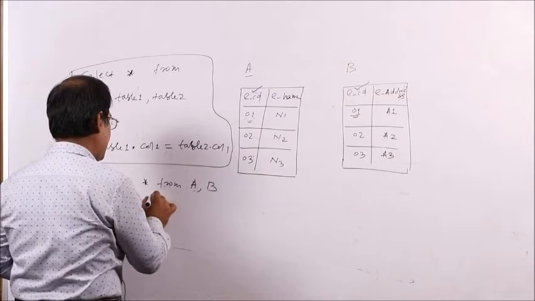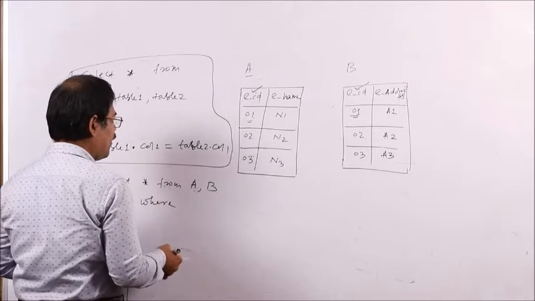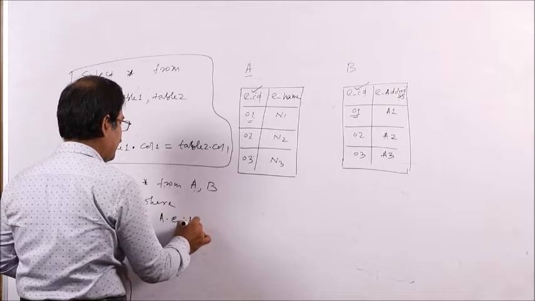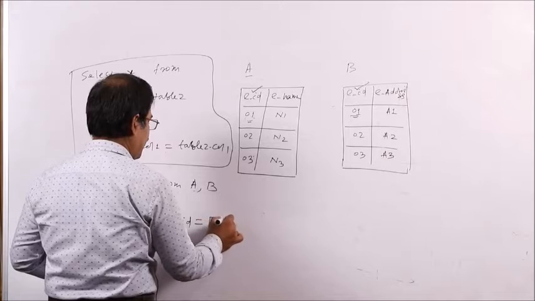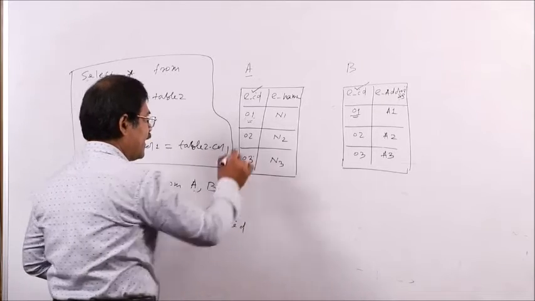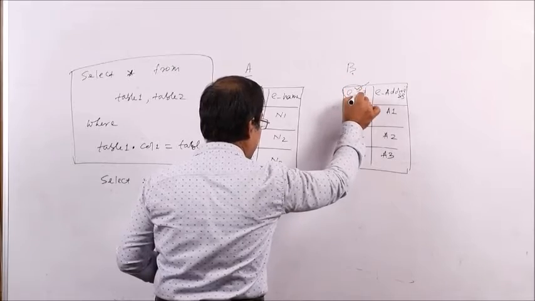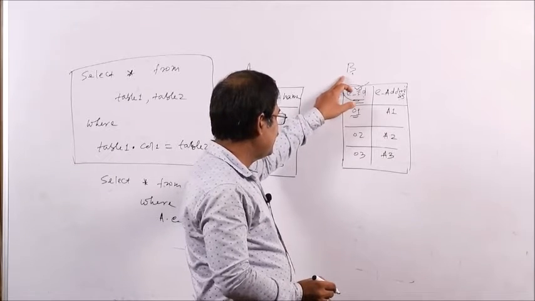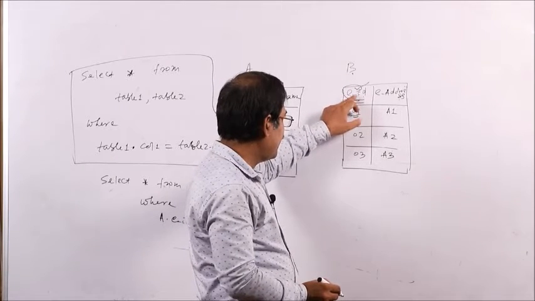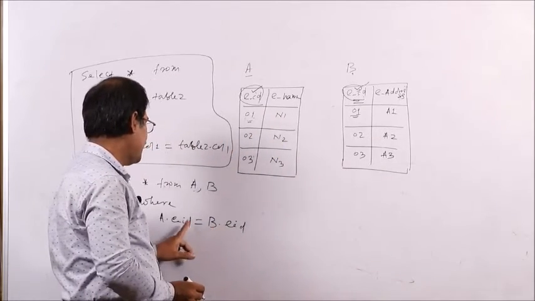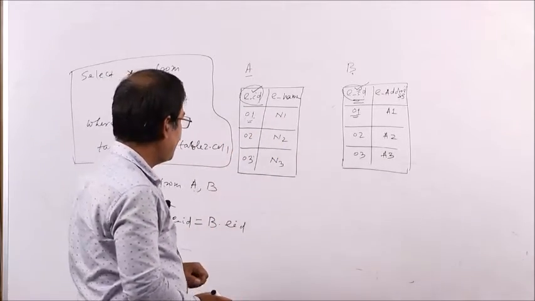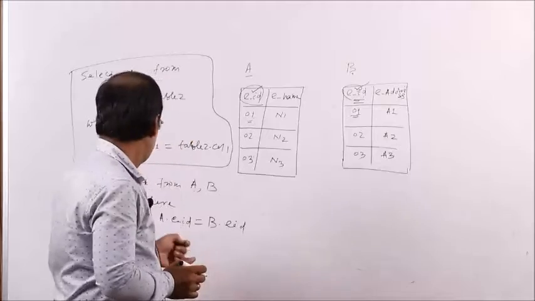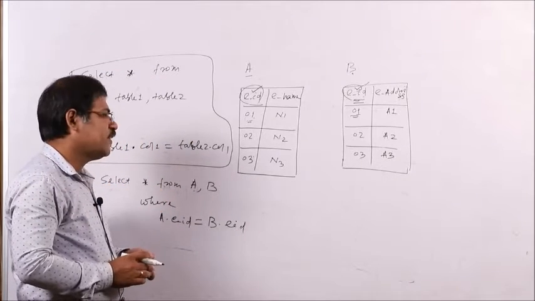What is your condition? Where table 1 dot column 1, table 1 meaning A, where A dot EID is equal to B dot EID. By taking this common attribute, how do you identify this attribute? Table name dot field name. So, table name is B, EID is the field. So, EID of the B table and EID of the A table are equal. Then by taking this equality condition, you fetch the records. So, here you can select all the attributes from tables A and B.